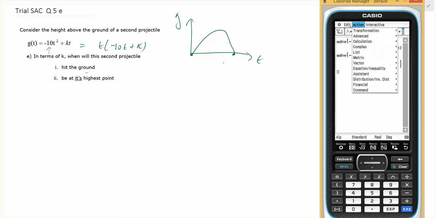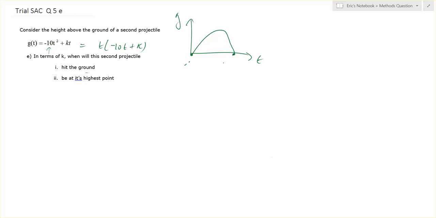So I'll go Edit, Clear All first. Now, if I want to find where the projectile hits the ground, we know it's always on the ground at 0 at the start because that's when it's getting launched. But when it hits the ground, it's talking about the second t-intercept. So to find that, we equate the equation -10t squared plus kt equals 0, and we find out what t values in terms of k give you 0.